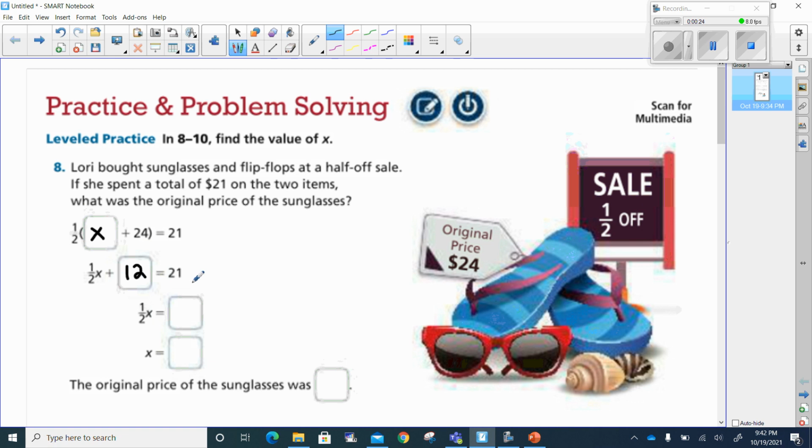And now I have to get the 12 on the other side. That means I'll be subtracting 12, which means I would subtract 12 from this side. 21 minus 12 is 9. Now, we have to get the 1/2 over here. We'll be multiplying it by the inverse, which is 2/1. Whatever I multiply to one side, I do the other. And 9 times 2/1 gives us 18, because 9 times 2 is 18, and 18/1 is 18. So the sunglasses were $18.